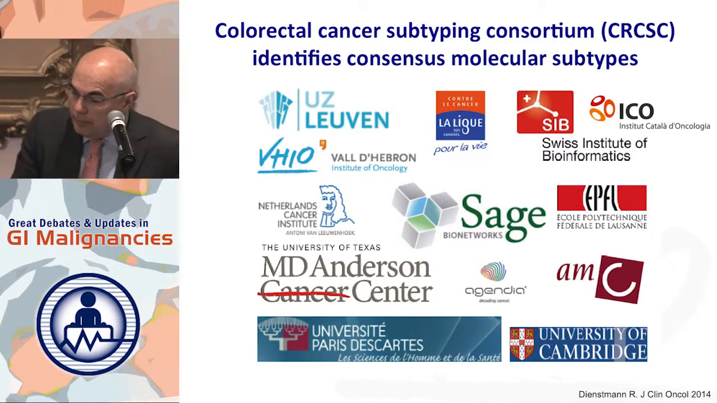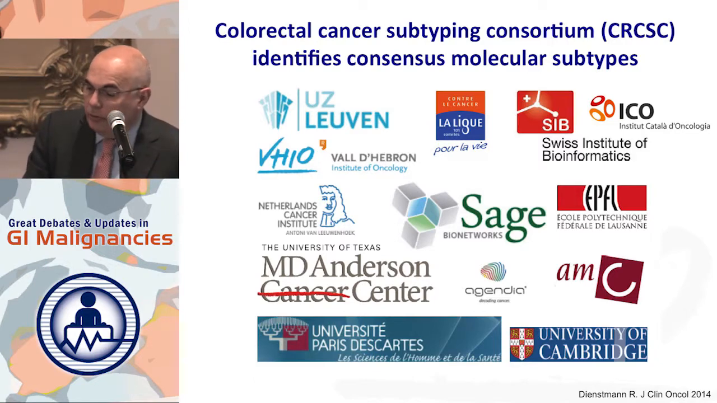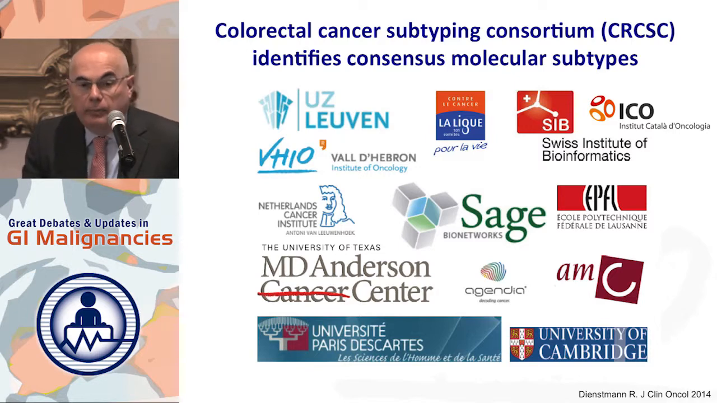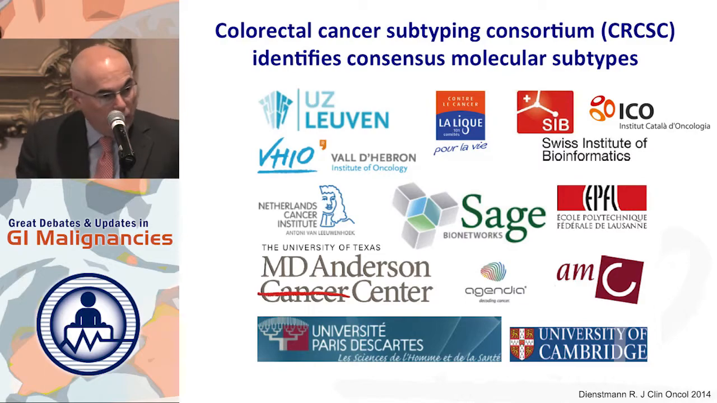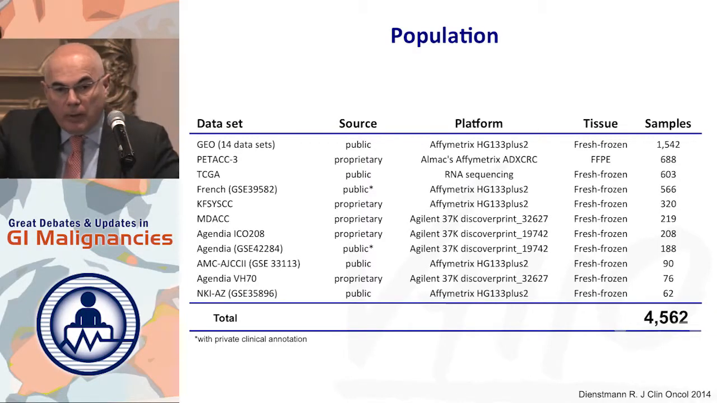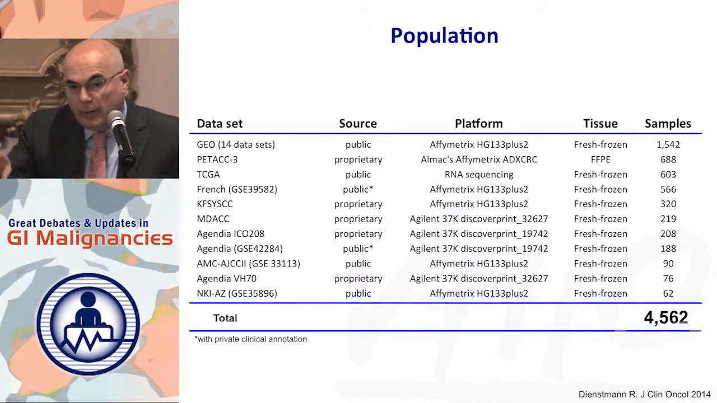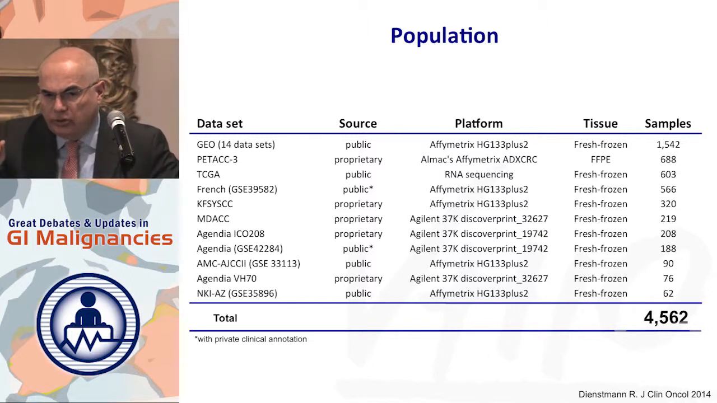So actually what Rodrigo Dienstmann led 2 years ago, from the information of all these different signatures coming from different groups, is to try to identify a colorectal cancer subtyping consensus, defining subpopulations of patients that were comparable between the different signatures. And this is what was done with the collaboration of all these different institutions, compiling all the information from these samples.